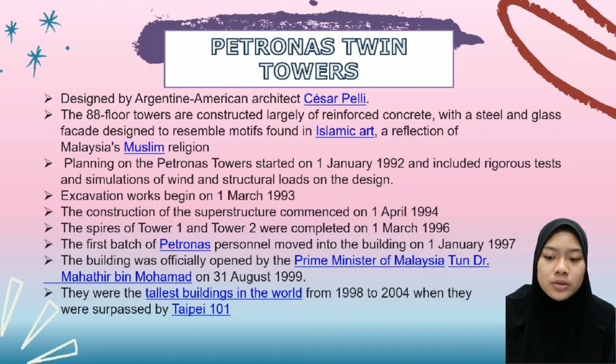Planning on the Petronas Towers started on 1 January 1992 and included rigorous tests and simulations of wind and structural loads on the design. Next, excavation works began on 1 March 1993. The construction of the superstructure commenced on 1 April 1994. The spires of Tower 1 and Tower 2 were completed on 1 March 1996. The first batch of Petronas personnel moved into the building on 1 January 1997.